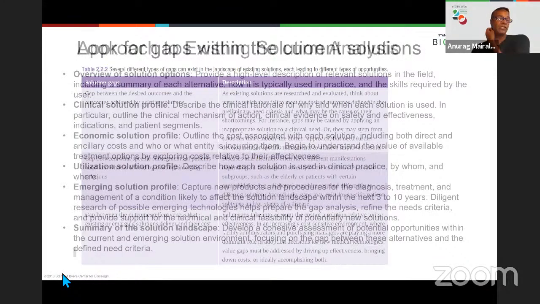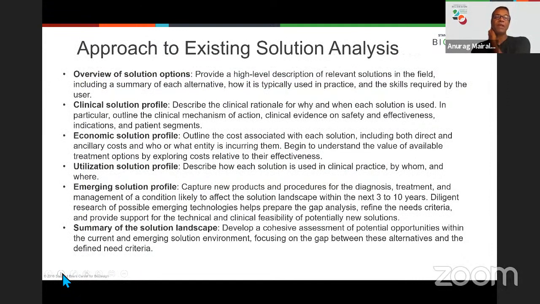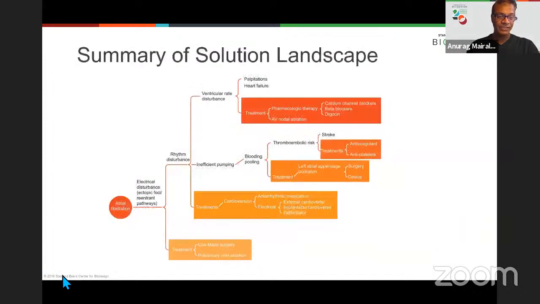You analyze your existing solutions on these 5 parameters. What's the overview of the landscape? What's the solution profile for each of those solutions? What's the economics around it? How are they being used right now? It's written with the clinical needs in mind, but you can apply this to all types of solutions. What are the new ones that are coming up, and how does it all come together? What's the synthesis of that, basically? I'll skip these slides.